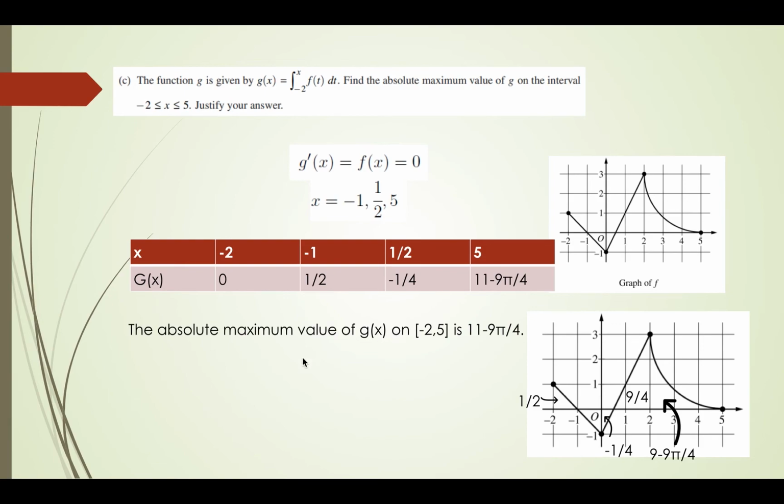So to answer the question, we say the absolute maximum value of g of x on the closed interval -2 to 5 is 11 minus 9 pi over 4. Again, please be sure to actually answer the question.